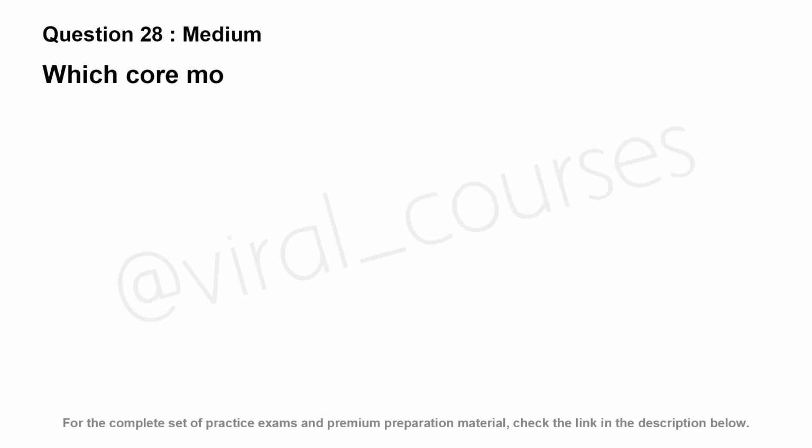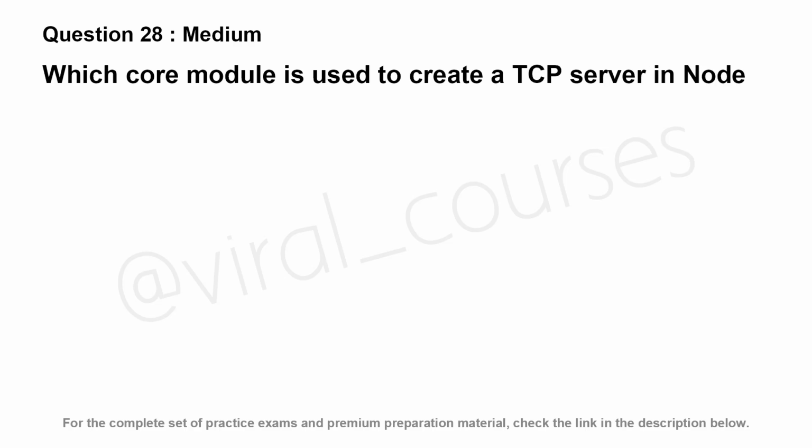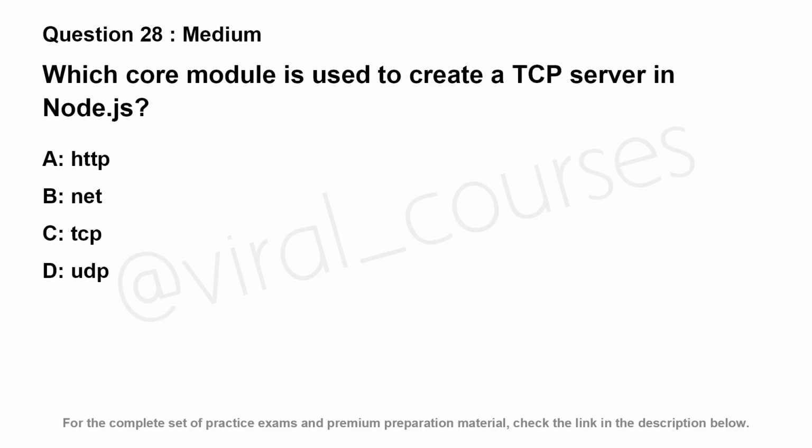Which core module is used to create a TCP server in Node.js? Option A, http. Option B, net. Option C, tcp. Option D, udp.